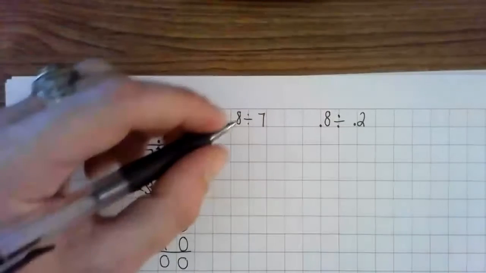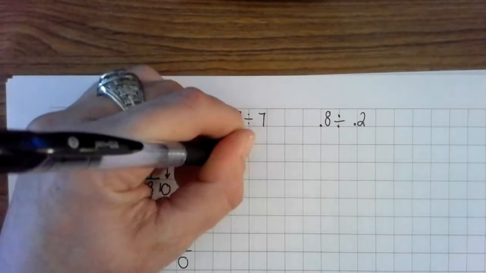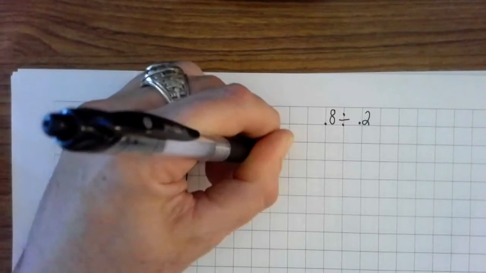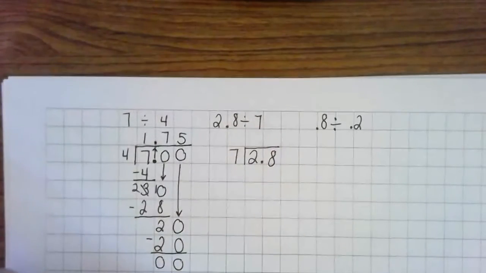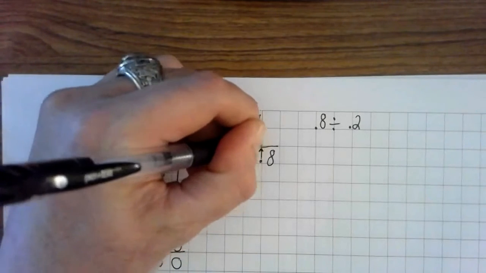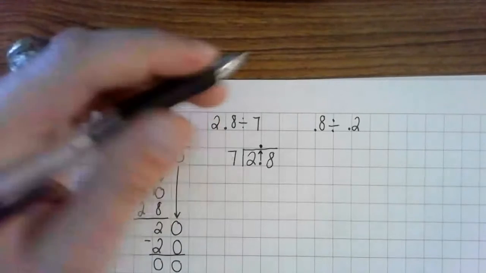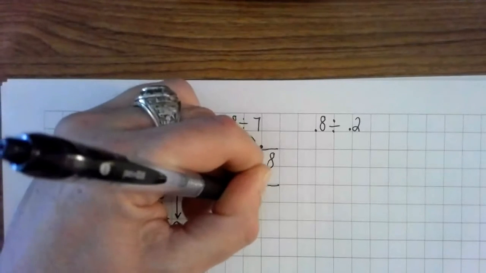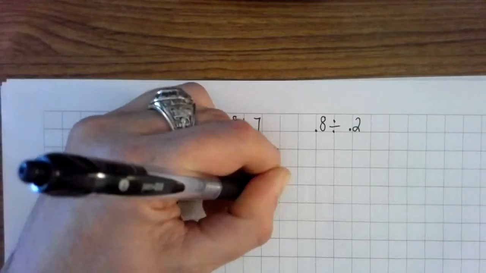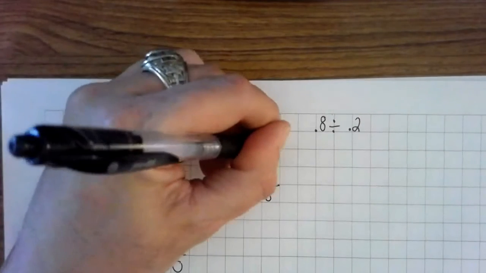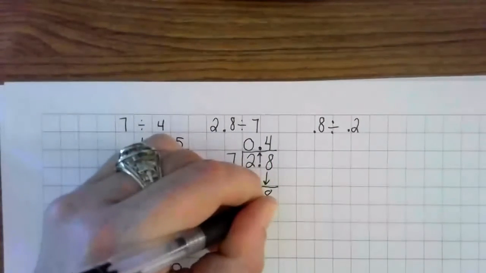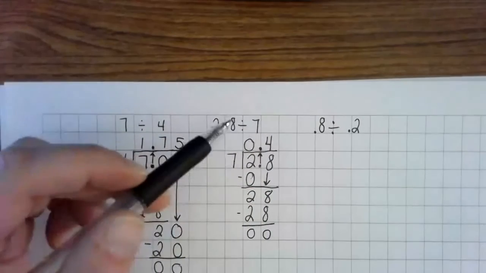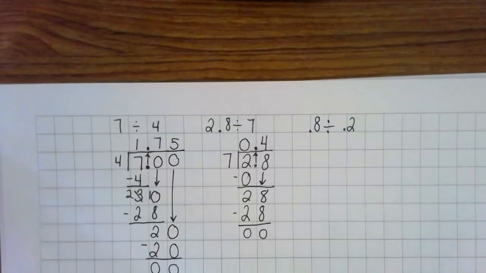2 and 8 tenths divided by 7. 7 will go outside the house. 2 and 8 tenths will go inside the house. The first thing I'm going to do is move the decimal to the top of the house. How many times can 7 go into 2? 0 times. Every time I subtract, I bring a number down. How many times can 7 go into 28? 4 times. So therefore, 2 and 8 tenths divided by 7 is 4 tenths.